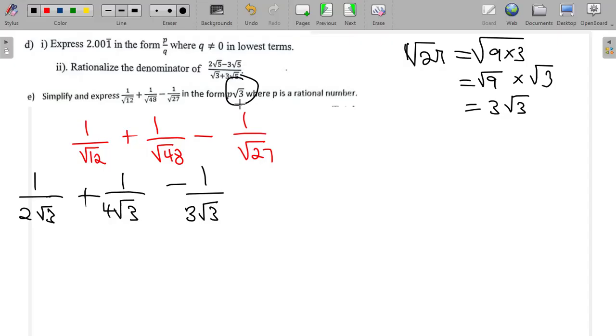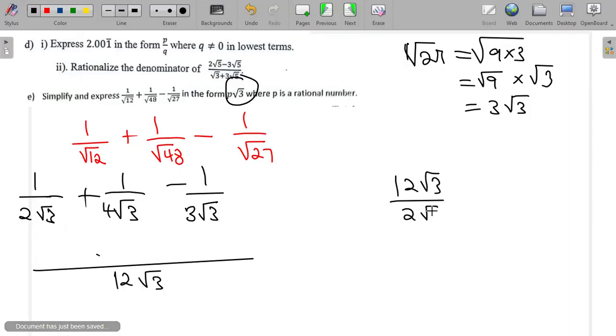Okay, and then from there, what do we do? We just find the common denominator, which will be 12 root of 3. So 2 root of 3 into 12 root of 3, I get 6, because it will be 12 root of 3 divided by 2 root of 3. The root of 3 cancels out. This there is 6. 6 multiplied by 1, I get 6. Plus 4 root of 3 into 12 root of 3, I will just get 3.